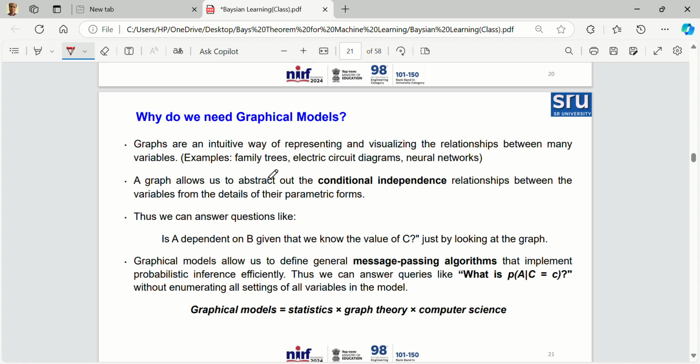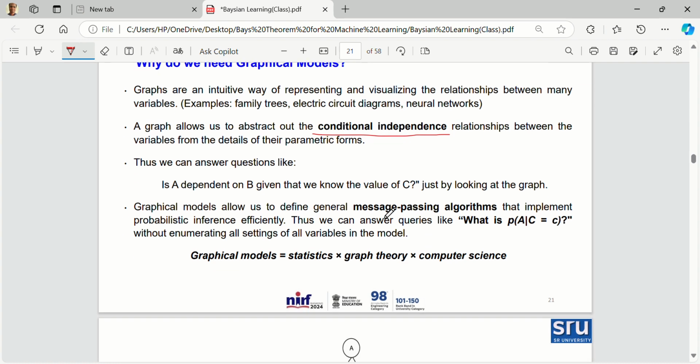Graphs are the intuitive way of representing and visualizing the relationship between many variables, like your family tree, electrical circuit, neural networks, or if-then-else conditions, and the flow of the information. So all are represented generally graphically. So you can find what is the next information you have to follow or what is the previous information already available. So a graph allows us to abstract out the conditional independence relationships between the variables from the detail of their parametric form.